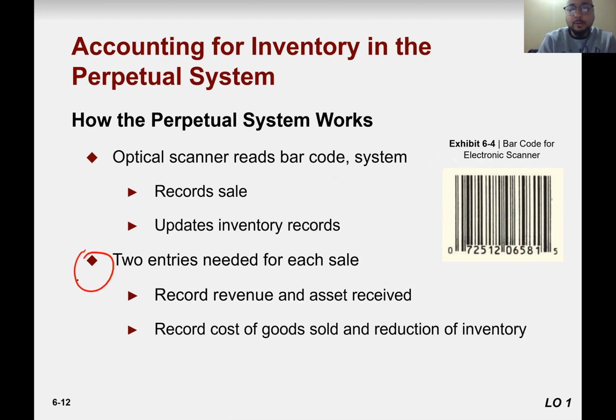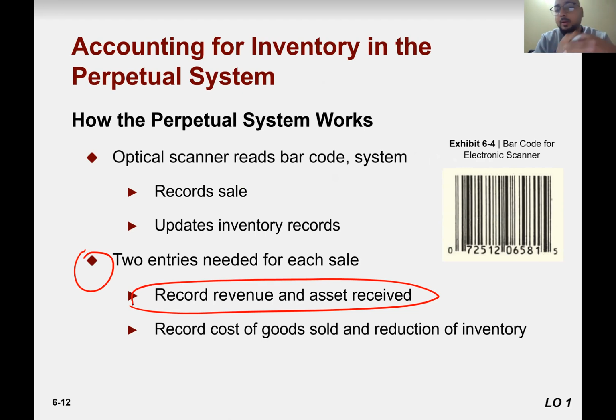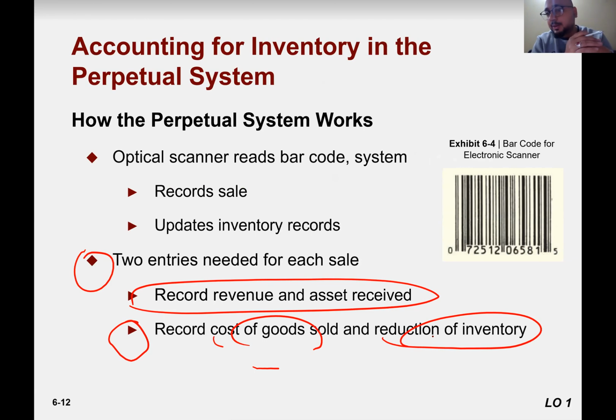Like I told you, two entries are going to be needed. One is to record revenue and the asset received, whether in the form of cash or accounts receivable. Either you have a credit sale or a cash sale. When you have a credit sale, you increase accounts receivable and you increase sales. When you have a cash sale, you increase cash and you increase sales. And also you need to record the cost of goods sold and the reduction in inventory.